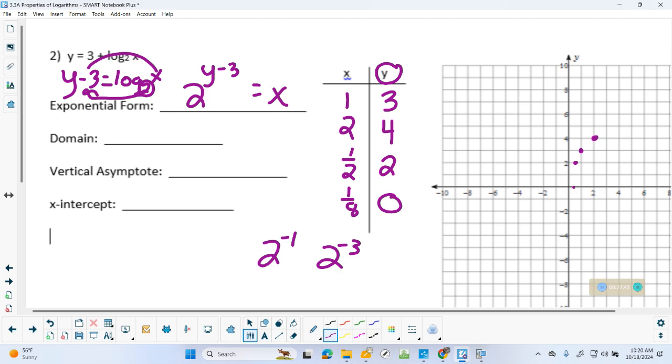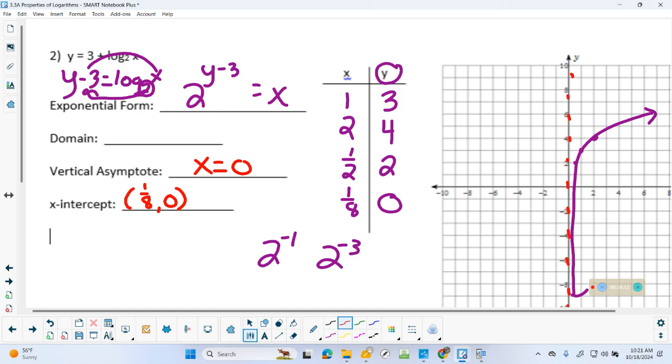Okay. So let's draw it. We're going to get close to the y-axis. We won't cross or touch it. So let's fill in x-intercept. We can steal that right off the table there. I'm kind of, I guess, going backwards. What's your vertical asymptote? X equals 0. Because we level off right here.